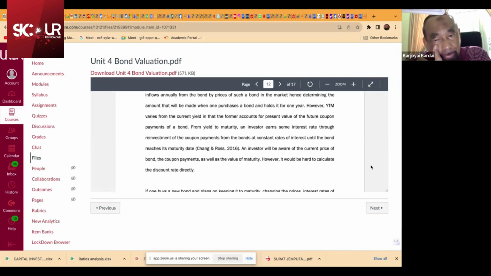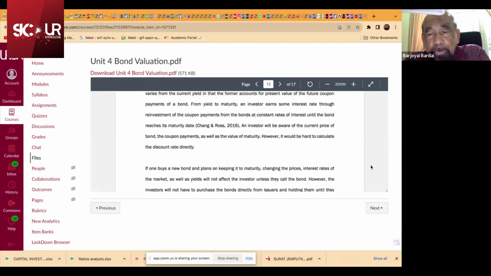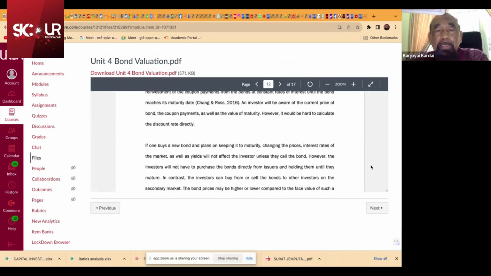So an investor will be aware of the current price of the bond and the coupon payment as well as the value at maturity. However, it would be hard to calculate the discount rate directly. If one buys a new bond and plans to keep it to maturity, changes in the price, the interest rate of the market, as well as the yield will not affect the investor unless they call the bond. Basically, the bond is redeemed.